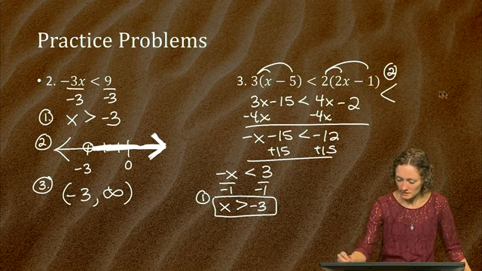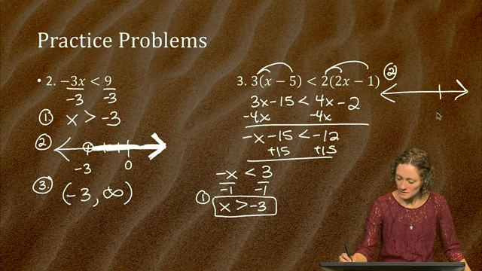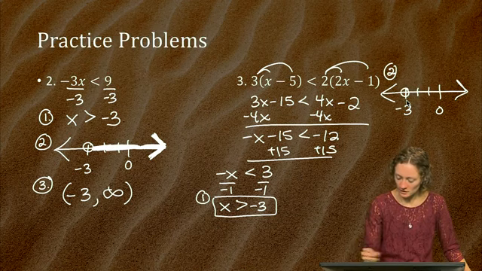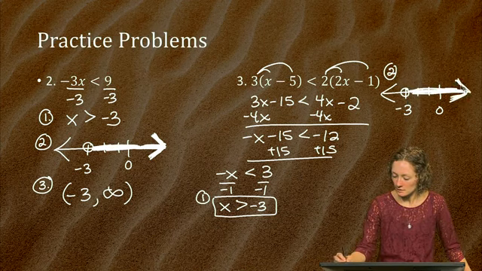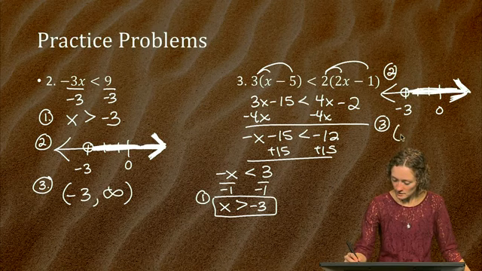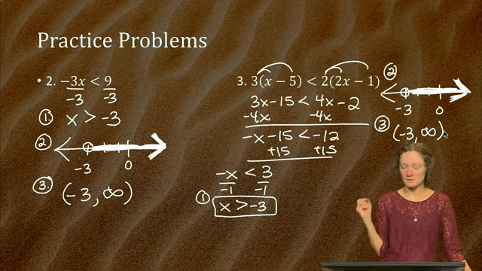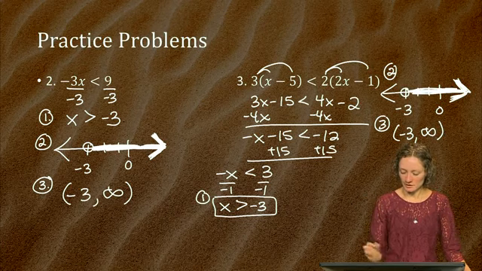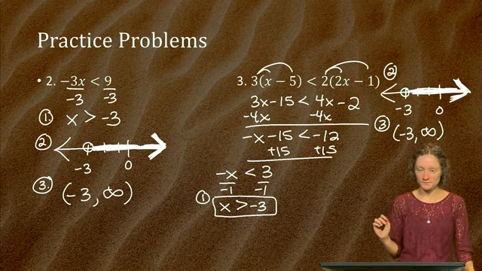Our second on the number line. Open circle and shading to the right. And then interval notation, same as the last one. Negative 3 to infinity. Good. All three types of solutions.